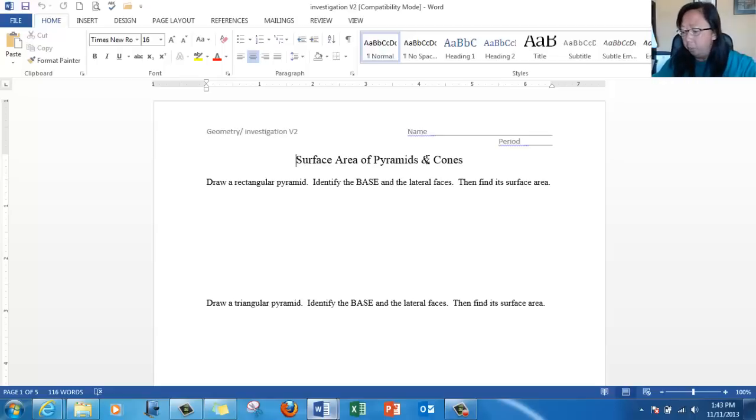Now compare that to a prism, this rectangular prism versus this rectangular pyramid. All the lateral faces here are rectangles, whereas all the lateral faces here are triangles. That's what distinguishes a pyramid from a prism. Come to a sharp point, all lateral faces are triangles. Okay? All right. Now, let's do this.